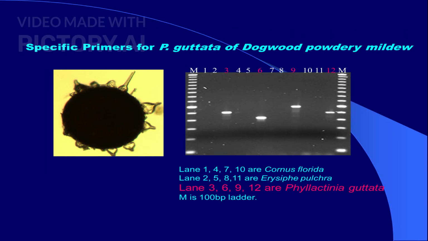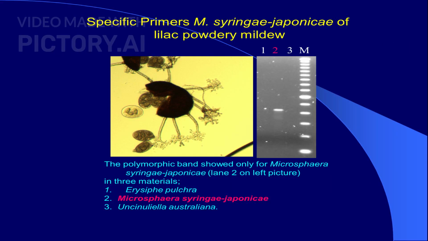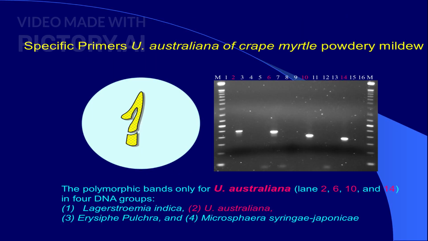Our research includes specific primers for P. guttata in dogwood powdery mildew, further expanding our understanding of fungal pathogens. The polymorphic band for Microsphaera syringae japonicae in lilac powdery mildew highlights the specificity of our primer design. In this study, we identified specific primers for Erysiphe australiana, the pathogen responsible for powdery mildew in crape myrtle.